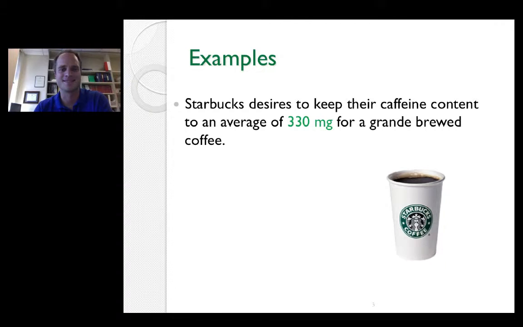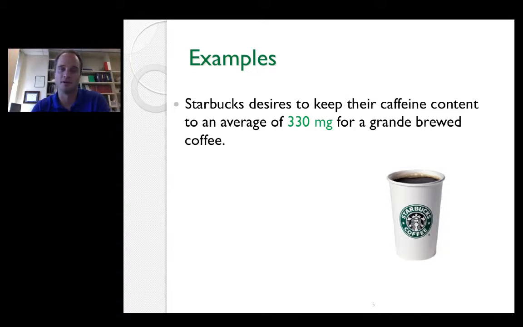Another one: Starbucks desires to keep their caffeine content to an average of 330 milligrams for a grande brewed coffee. That's their medium cup of coffee. Of course, the caffeine content of a cup of coffee is variable. It varies with the different beans, how long the beans are roasted, and the machine that's used in producing the coffee. All of these things have a little bit of variability built in. And so it's kind of a quality control.